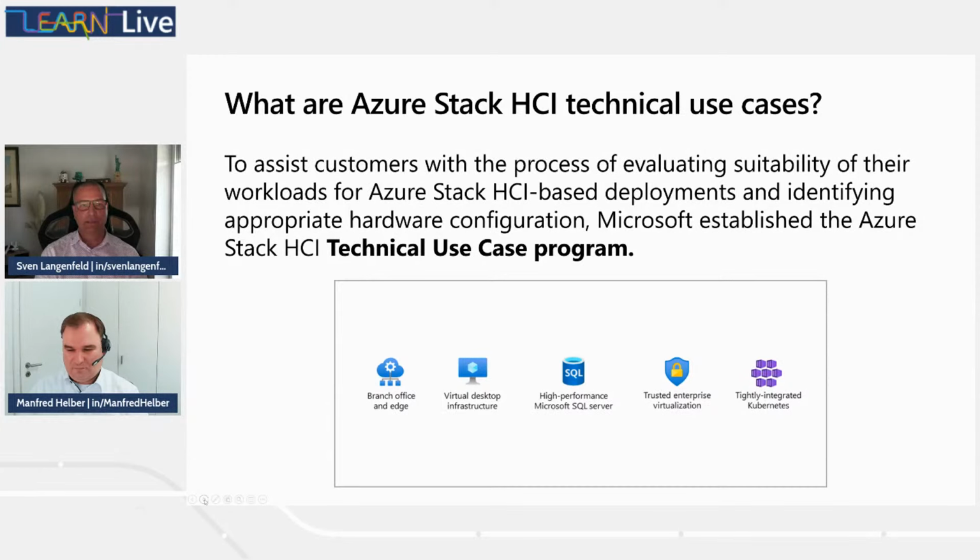And you can see some icons here on the screen. Those icons you can find as well if you're choosing your perfect hardware, because these icons are used by the OEM to say, okay, my hardware configuration A is perfect for one or more of those use cases. And we will see the branch, office, and edge. We will see virtual desktop infrastructure. We have high performance SQL Server, trusted enterprise virtualization, and Kubernetes. And we will go through all those 5 topics right now to explain what is behind this.